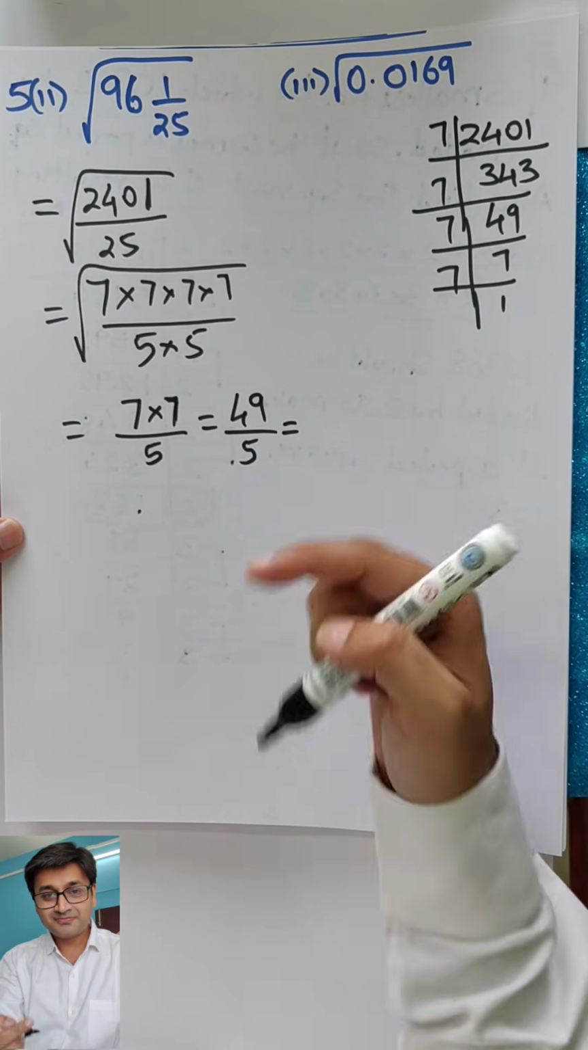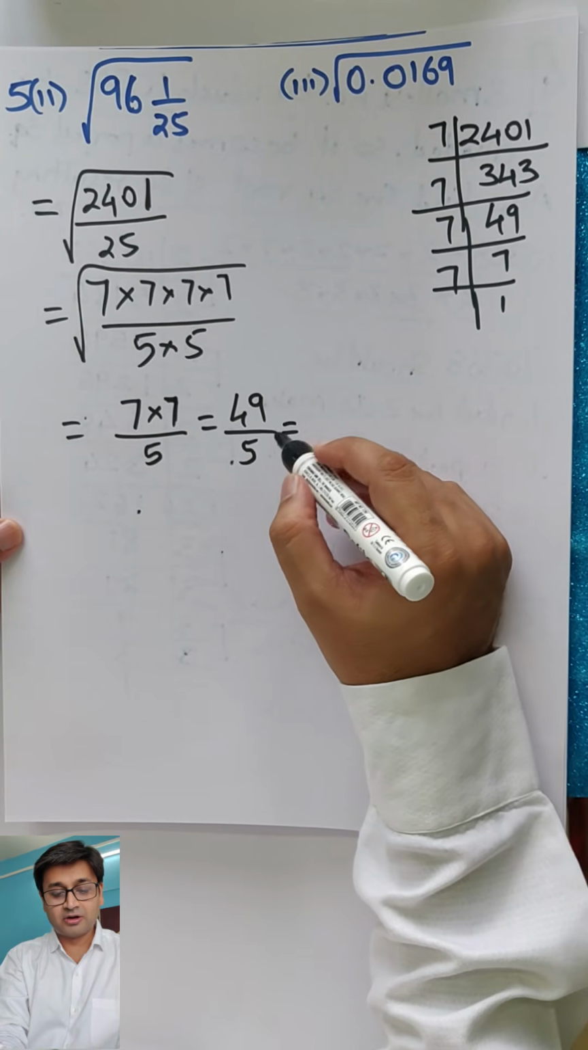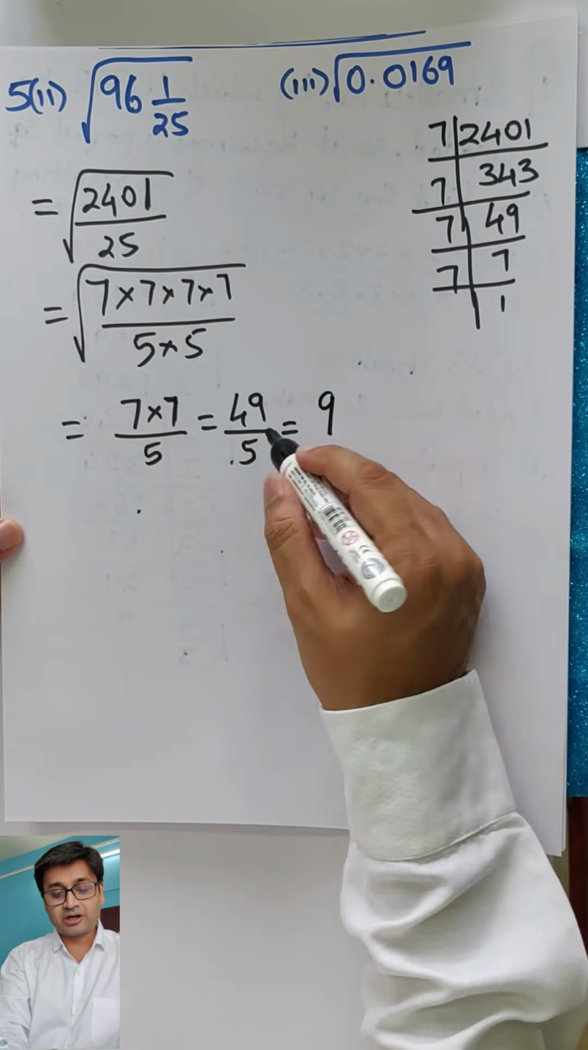Hey, what? Okay, come back. 5 nines are, stop laughing. Come on, come back.